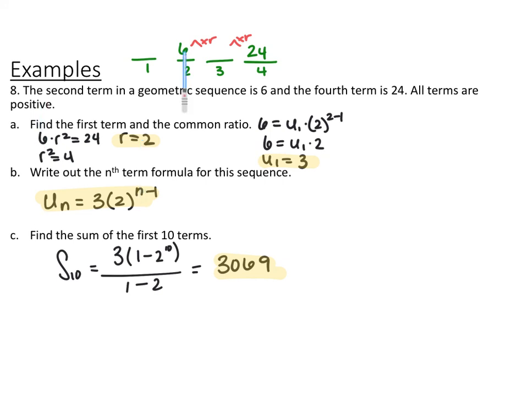So then if the second term is 6 and I multiplied by 2 to get there, that means the first term would have had to have been 3, or you can set up your whole formula and solve for u sub 1 that way. So the nth term, u sub n, is equal to the first term 3. What are you doing every single time? I'm multiplying by 2 to the n minus 1 power. And then summing up the first 10 terms, the first term times 1 minus the common ratio to the 10th power divided by 1 minus the common ratio, you end up with 3,069. So this has been geometric sequences and series.